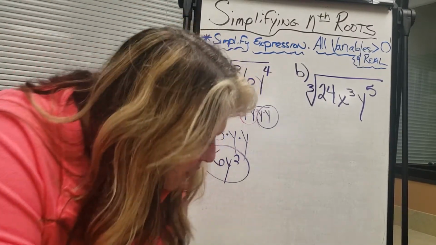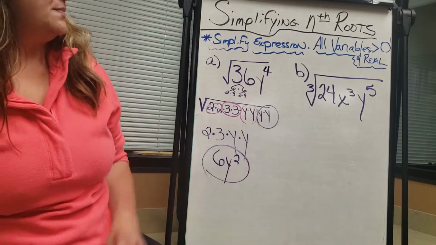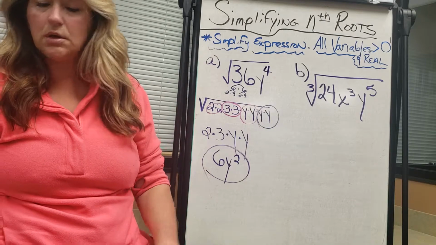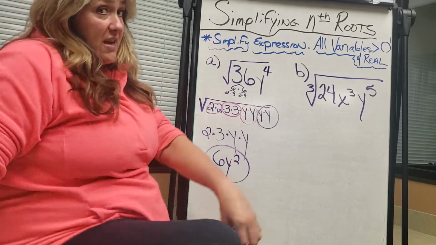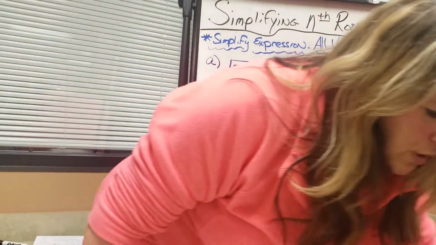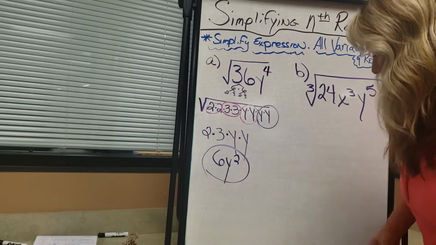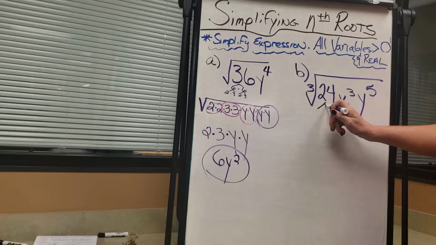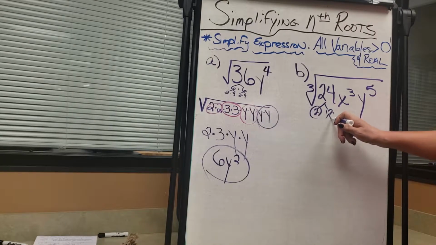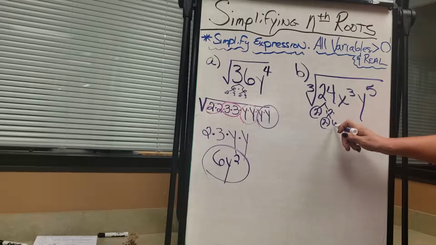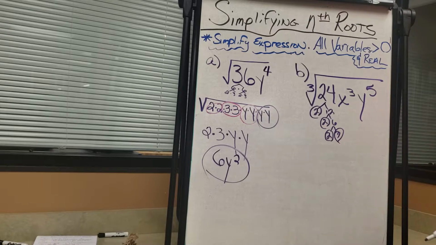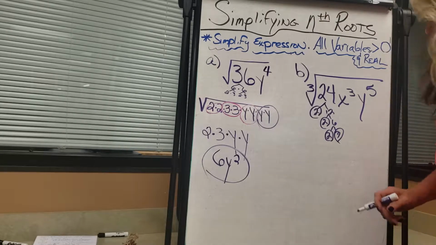Okay, now we're going to move on to b. Now b is the cubed root. With a cubed root, we're looking for groups of 3, okay? So again, what we're going to do is break this down to the prime factorization. And by doing that, our 24 is going to be 2 times 12. 12 is 2 times 6. 6 is 2 times 3. And there's no more factors left, so there's our prime factorization.